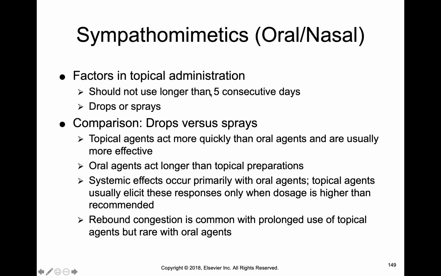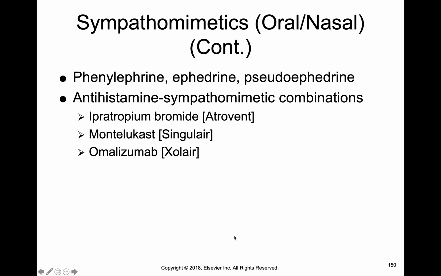This chart says 5, I say 3. Topical agents work more quickly. The oral agents will last longer. Obviously, oral agents will have more systemic effects, so that's something you'd have to keep in mind. Rebound congestion is common with the topical agents, but rare with oral agents. Here's a list of the agents: phenylephrine, ephedrine, pseudoephedrine.